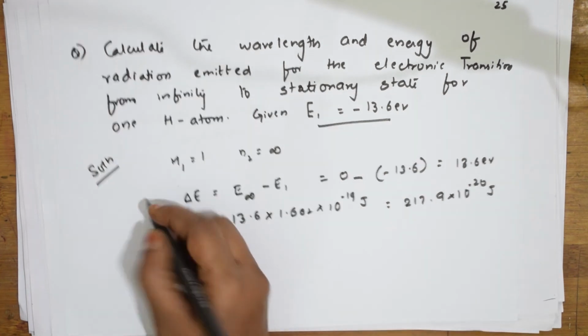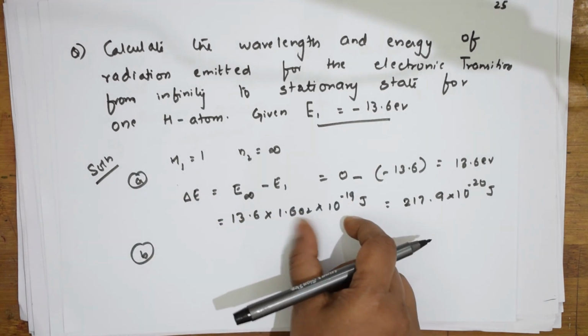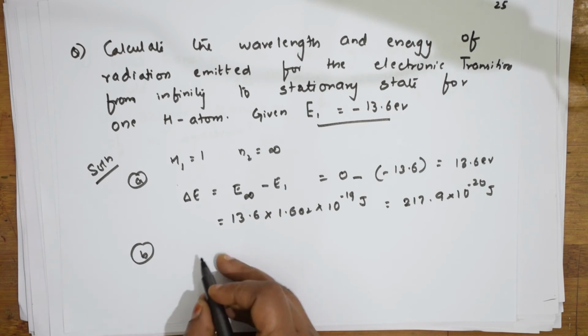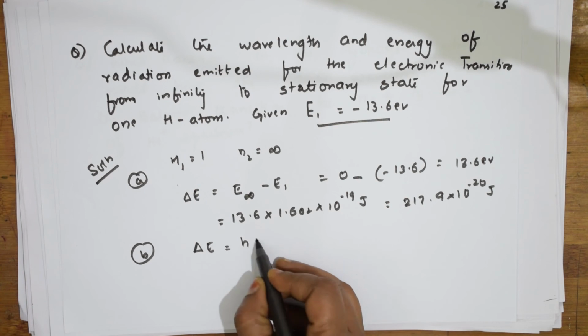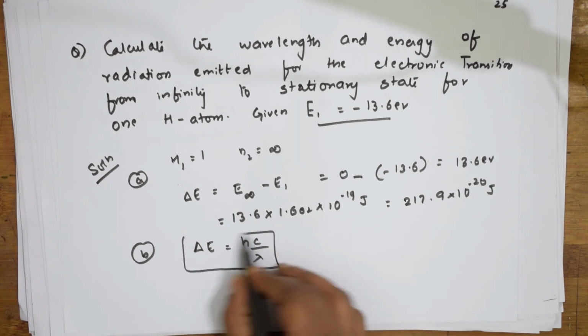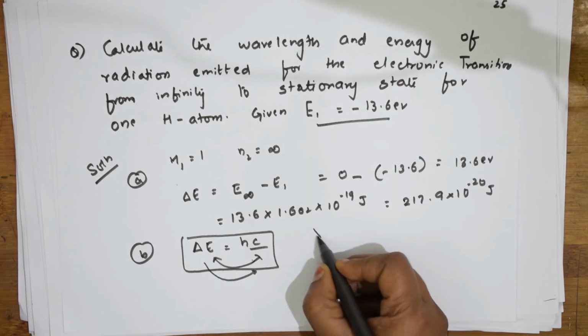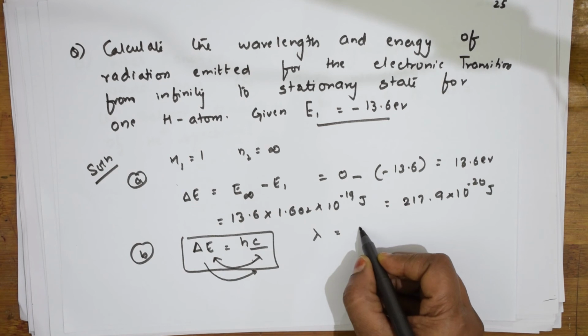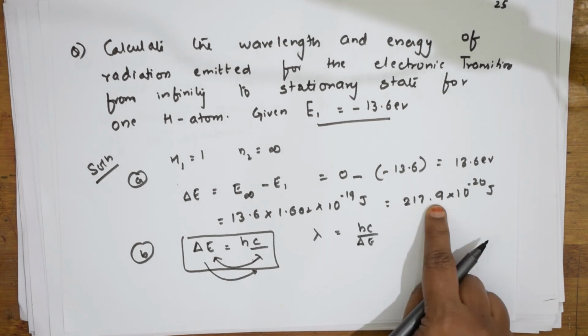Now I need to find the wavelength. This is part A, this is part B. Because they've asked for the electron, I've taken the charge of the electron. Now I'll find lambda. What is the formula we know? Delta E is equal to hc by lambda. I've been writing the same formula again and again. Take this lambda here, get this E here. What do I get? Lambda is equal to hc by delta E. The delta E value is already here.